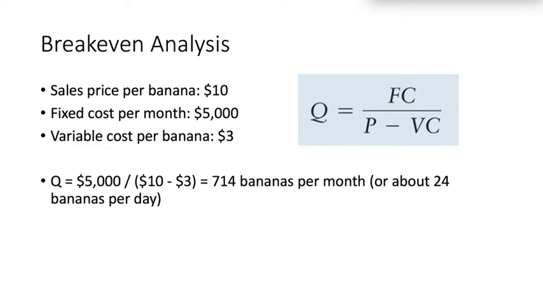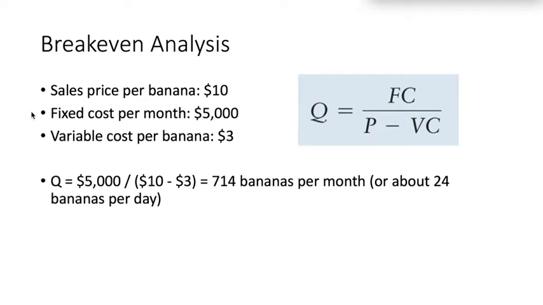So if you remember from the lecture, the break-even analysis is relatively simple as long as you have the fixed cost and the sales price and variable cost per banana. And so I'm providing the information for each of these. The sales price per banana is $10. The variable cost per banana is $3. So at the margin, they're making $7 per banana. But the banana stand also has a fixed cost per month of $5,000.